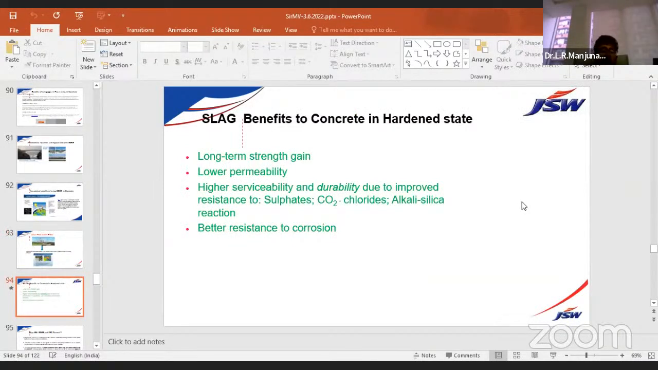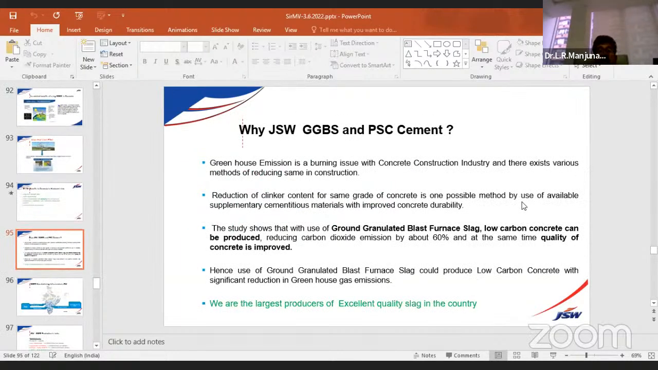So the benefits with concrete are long term strength, lower permeability, higher serviceability, resistance to sulfates, better resistance to corrosion. These are the various benefits. So why use GGBS and PSC from JSW? Because JSW has very good quality limestone as well as slag available, and very good quality fly ash available from our own thermal power plants and steel plants. So using those materials with our own tailor-made manufacturing techniques, we can give a good quality product to the consumers.